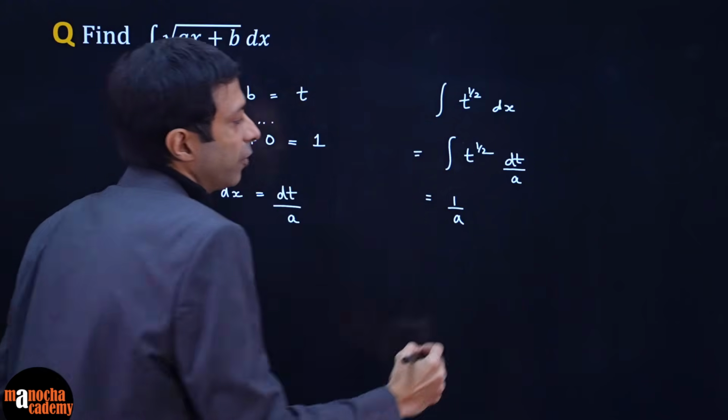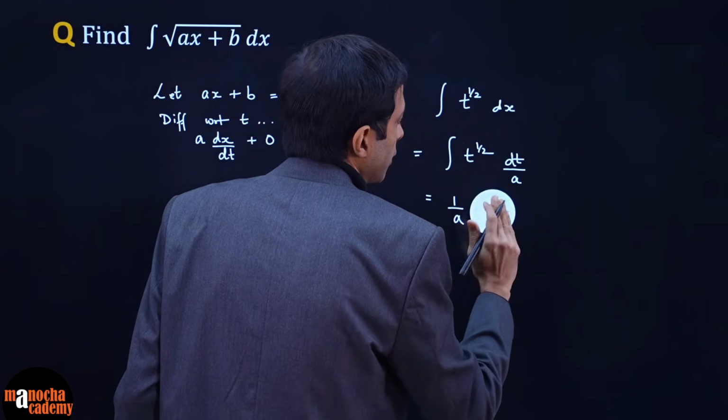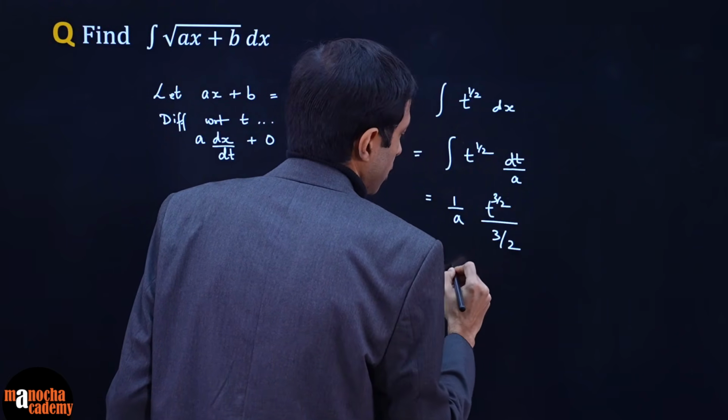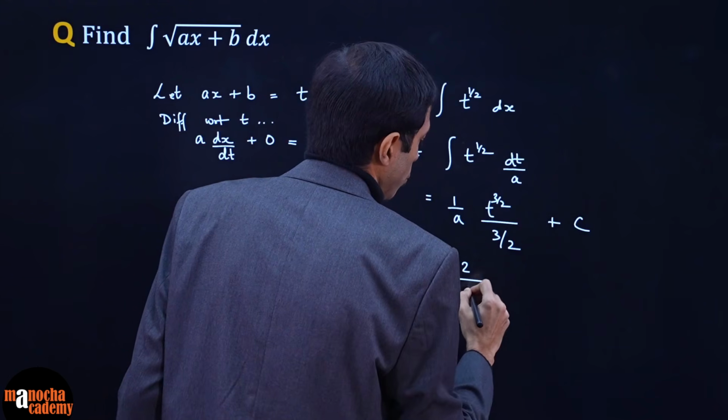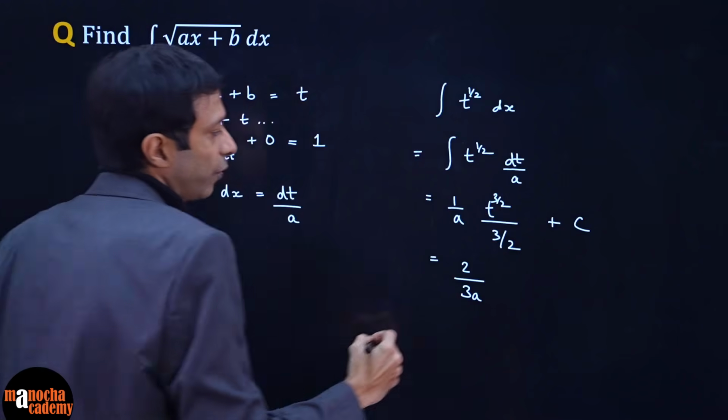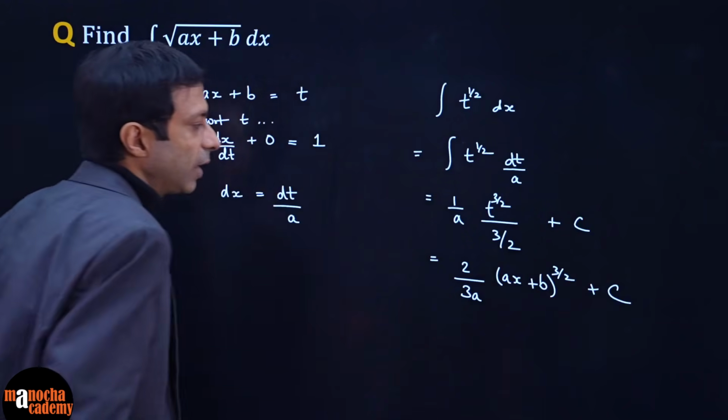Integration t to the power half will be what? Just add 1 to the powers. Half plus 1, so t to the power 3 by 2 by 3 by 2, and plus the constant: 2 by 3a. Now t was what? ax plus b. So don't forget to substitute that guy. There you go, that's the answer, please check.